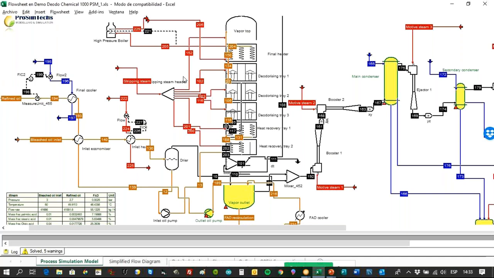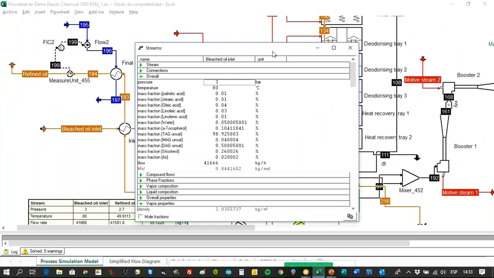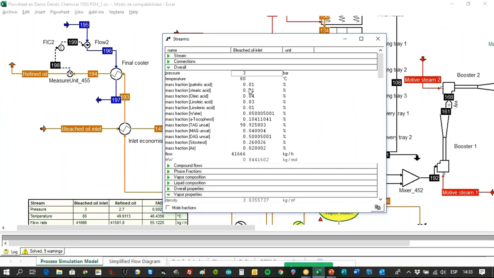Okay, but basically, what we have in this window is the actual composition of soybean oil. In terms of the different types of free fatty acid that we can find in the soybean oil: palmitic acid, stearic acid, oleic acid, linolenic, and also tocopherol, the content of triglyceride, monoglyceride, diglyceride, sitosterol, and so on.